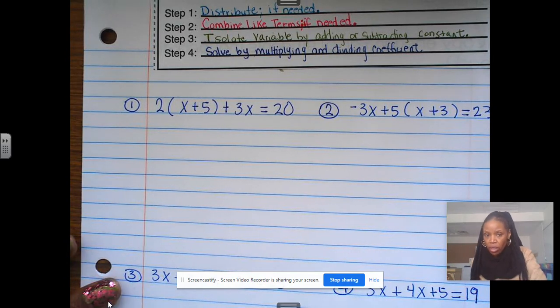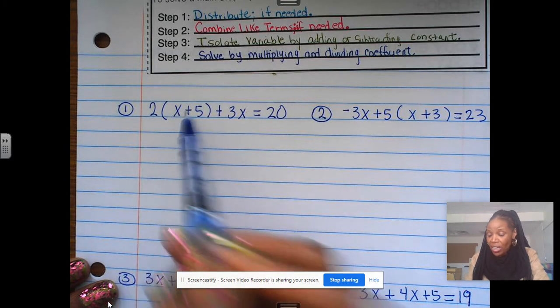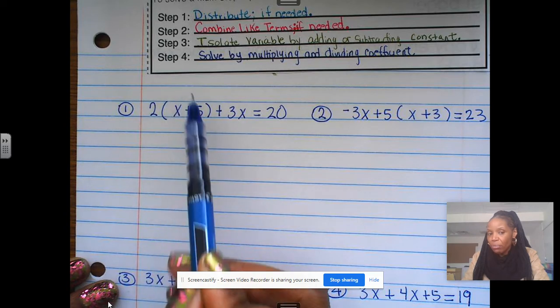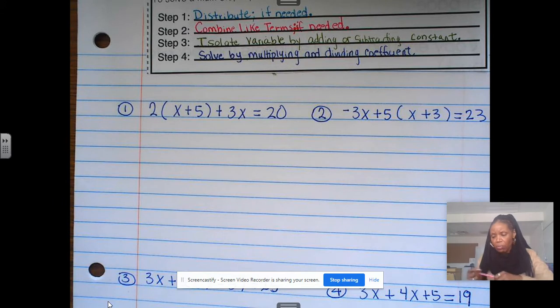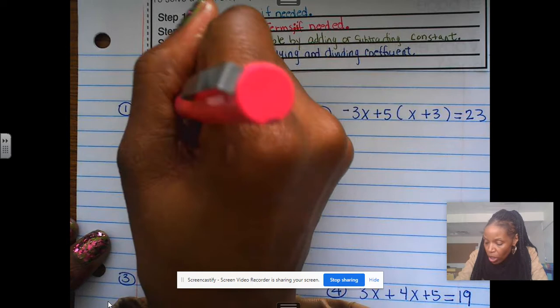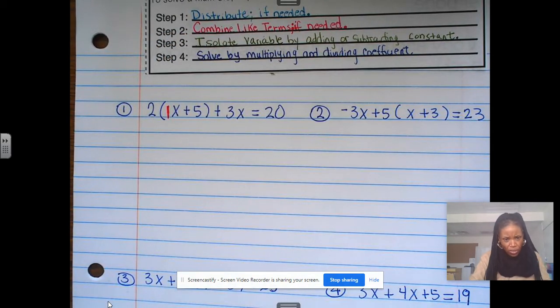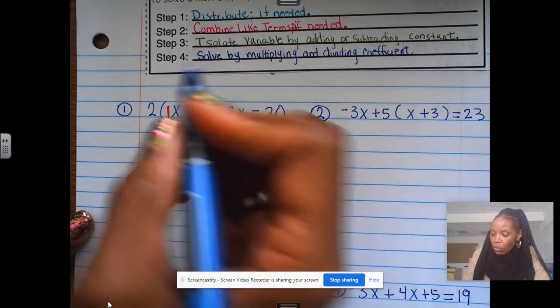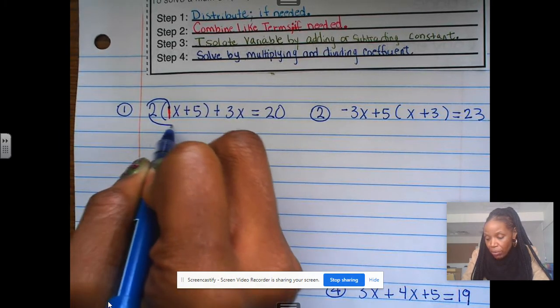What I mean by distribute is that when it has a parenthesis, if you see a number with a parenthesis in front, that number has to be multiplied to every number inside that parenthesis. What you have to do, though, is insert an invisible 1 in front of any variable that does not have a number in front of it. In math, we recognize that it's invisible, but when we distribute, I want you to write it. So I'm placing my invisible 1 there. And parentheses means multiply. So I'm going to multiply that 2 by every number inside of that parentheses.